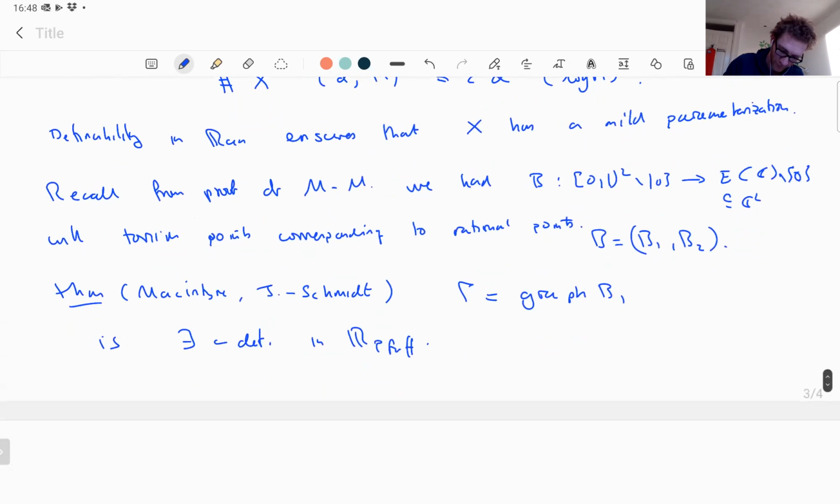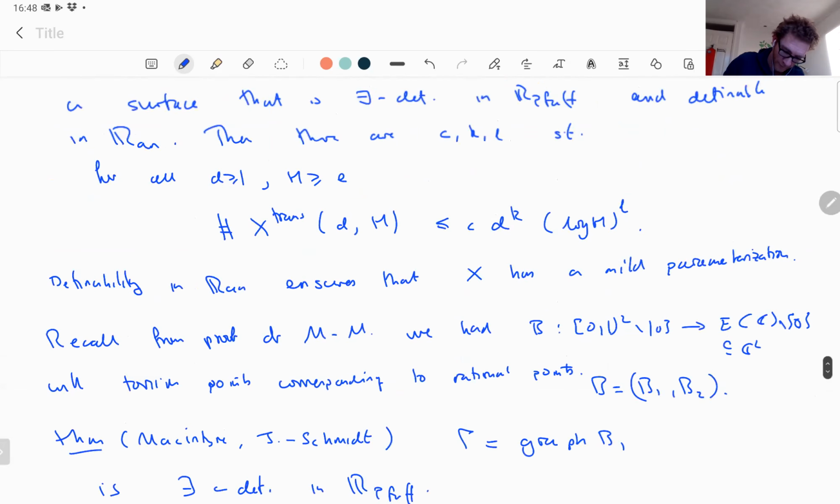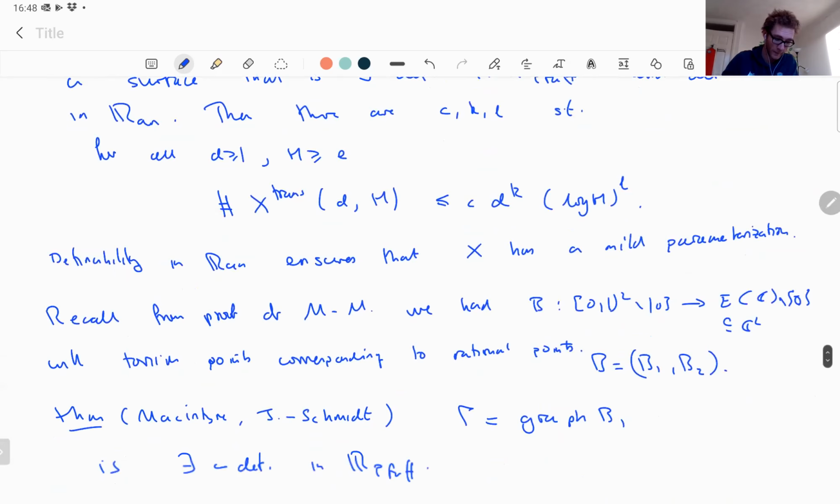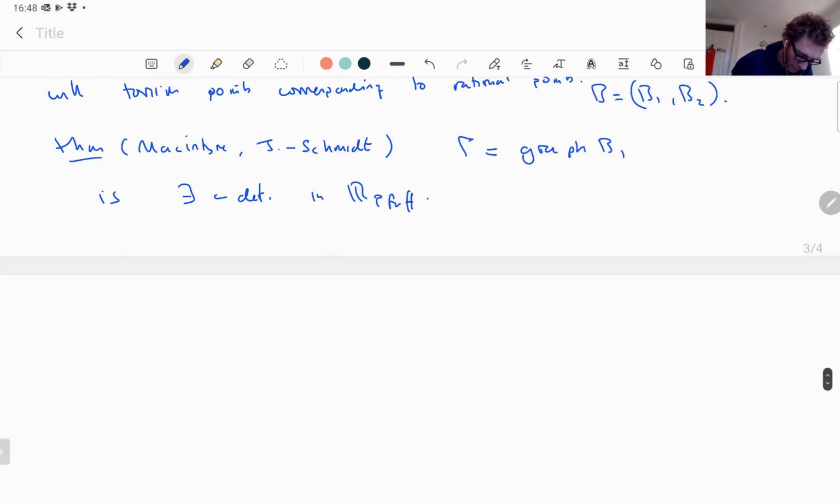Okay, so then with this, we've got it's existentially definable in R_Pfaff, definable in R_an, so we get a counting bound like this. So, corollary.